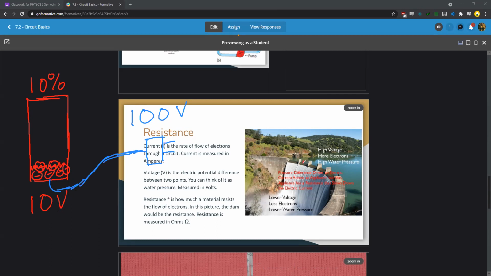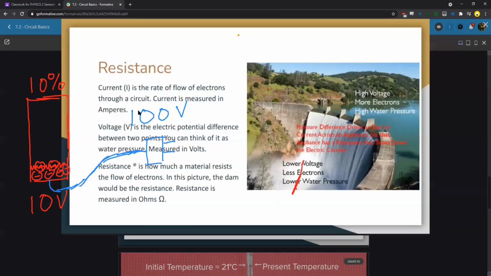What do you guys think if I made this dam even smaller? Actually, I don't even care. Maybe that's resistance. No, that wouldn't be a good analogy.